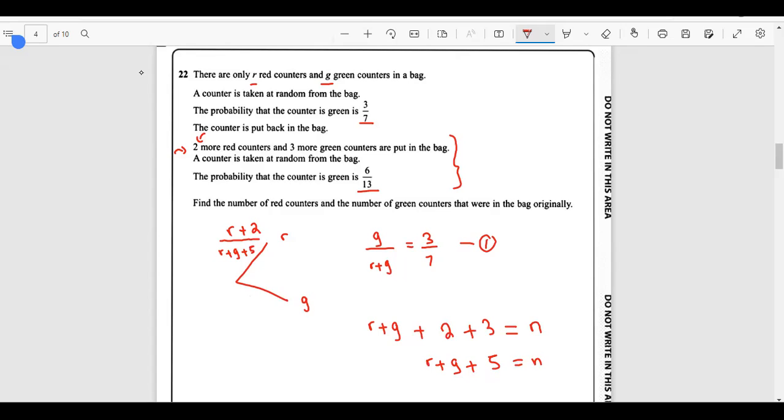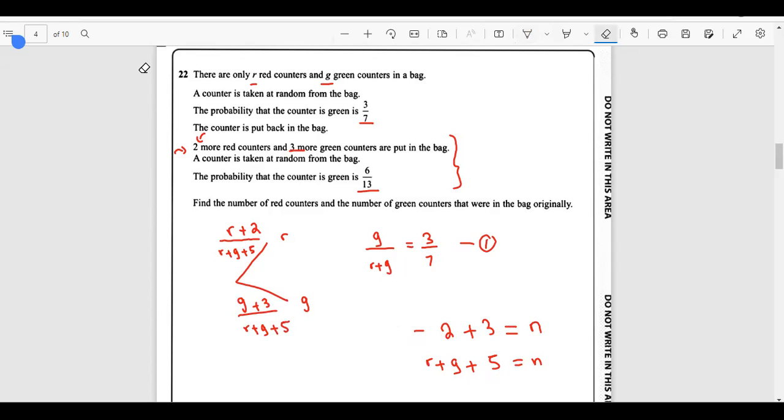For green, what would be the fraction? Can you tell me? It would be G plus 3 over R plus G plus 5. Very good. Excellent. Okay. So that number is not going to change. Very good. And it says the probability that the counter is green is 6 by 13.